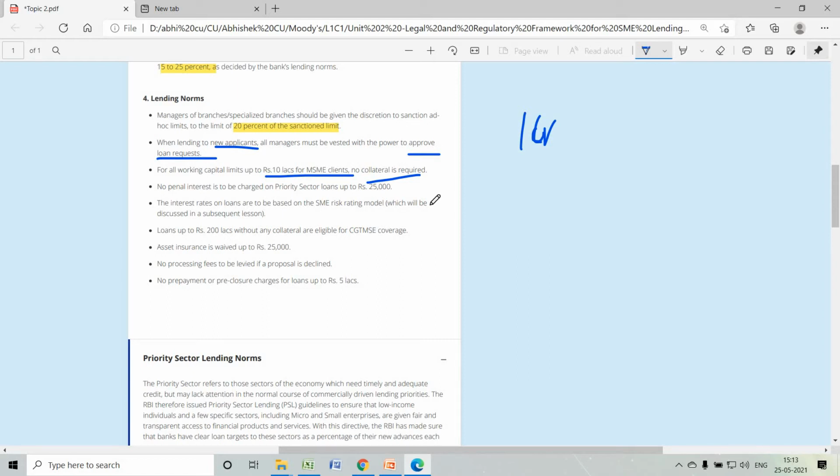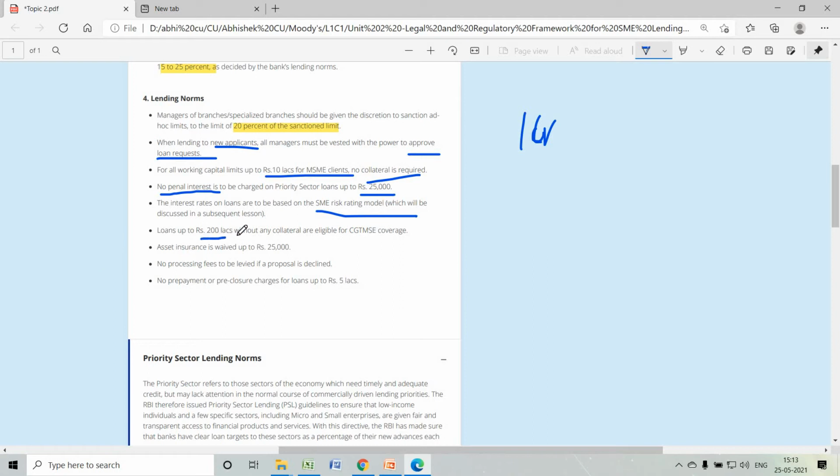Now, no penal interest is to be charged on private sector loans up to rupees 25,000. So for loans up to 25,000, there is no penal interest, right? Zero penal interest. Now, the interest rates on the loans are to be based on the SME risk rating model, which will be discussed in the subsequent lesson. So there is a risk rating model which is to be followed for SME lending, and on the basis of the score he gets in the risk rating model, the interest rate is given.